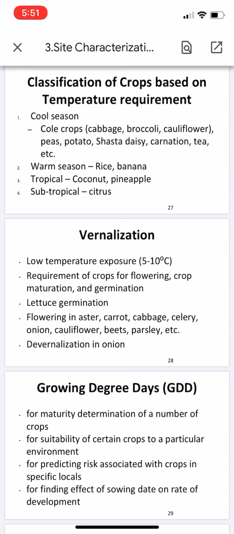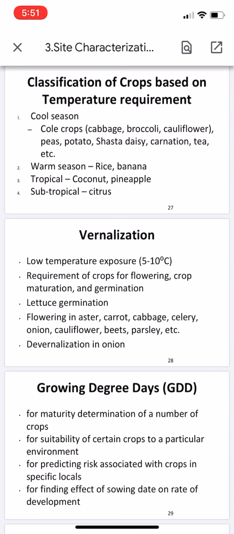Actually, growing degree days is just a concept that is used for measuring the growth of plants using technology. It is a growth parameter when you use bioinformatics or technology in measuring the growth of plants or predicting the growth of plants.